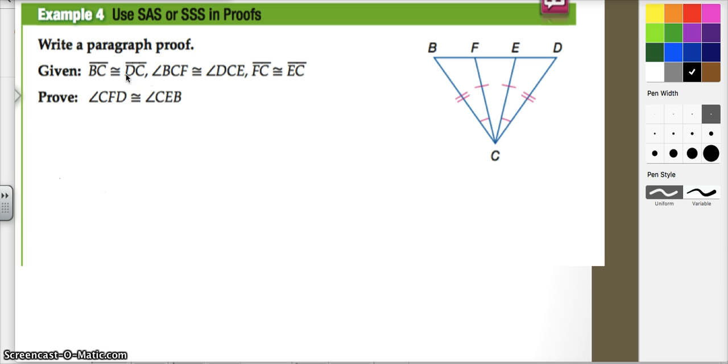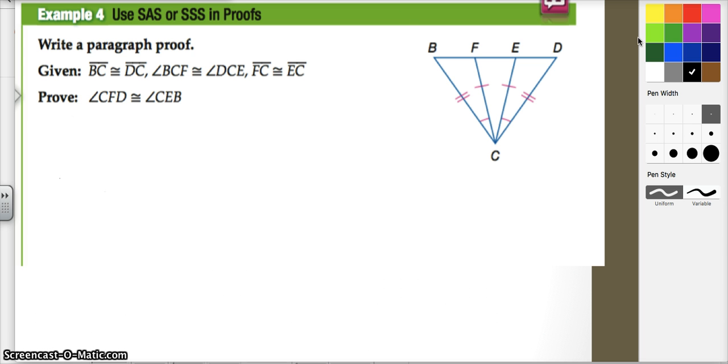So we're given this bit of information. BC is congruent to DC, and angle BCF, that's this one marked here, is congruent to angle DCE, this one marked here. And finally, FC and EC are congruent. And so we can already show that these two triangles, BCF and DCE, are congruent triangles, but that's not what they're asking us to find.